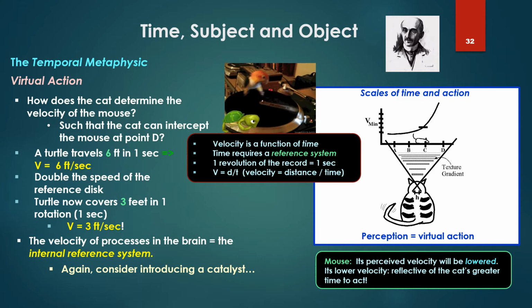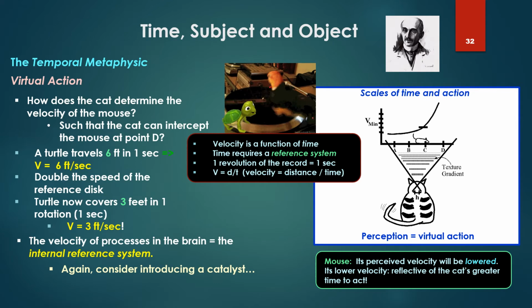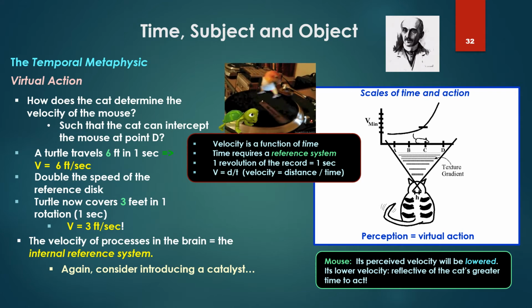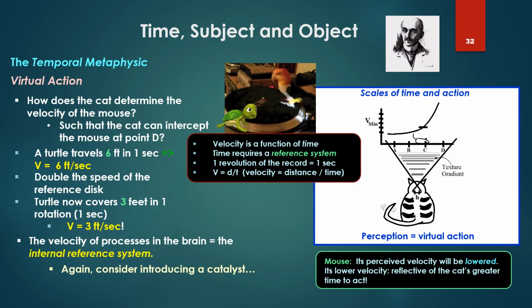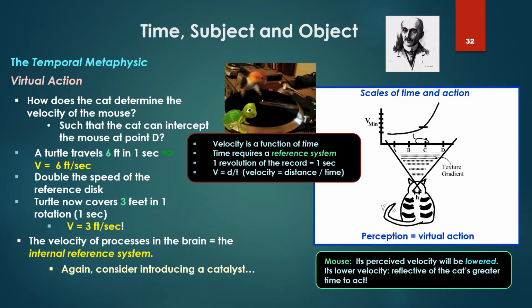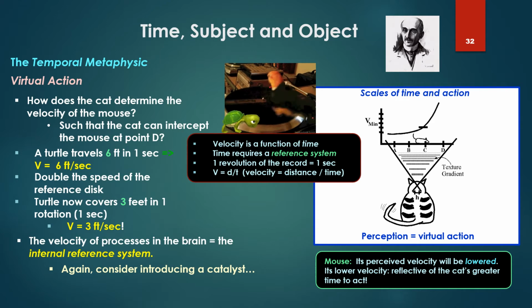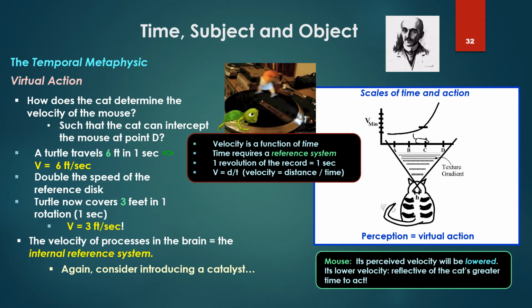The mouse, if we introduce enough catalyst to that cat, its perceived velocity will be lowered. In other words, its lower velocity will be reflective of the cat's greater time to act. He can initiate his action, say, rather than at point A to intercept the mouse at D, now he can initiate the action even at point C to intercept the mouse at D, because he has a greater possibility of action, a greater rapidity of action, and the velocity of the mouse is reflecting this, therefore.